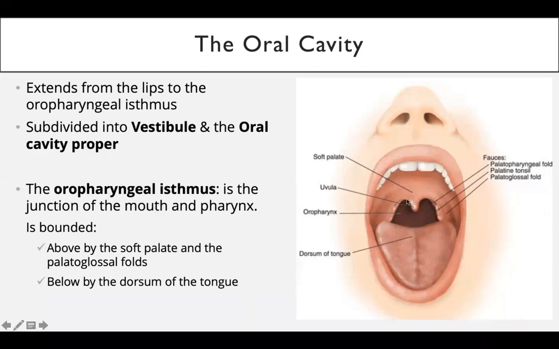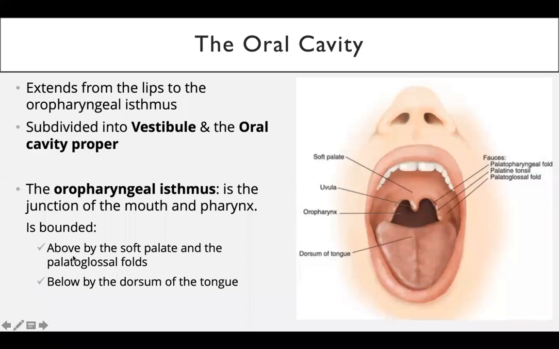Okay, what is the clinical importance of this isthmus? There are many groups of lymph nodes present, Waldeyer's ring, and then the palatine tonsils, right? A lot of lymphoid organs are present here. So this is the clinical significance of this isthmus.